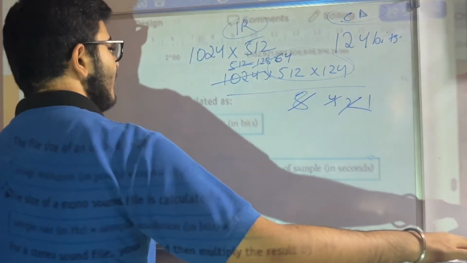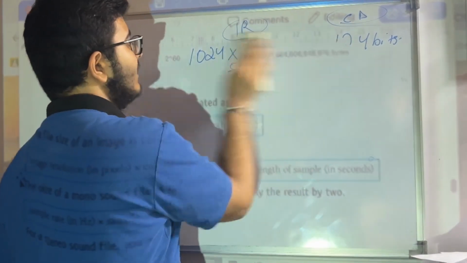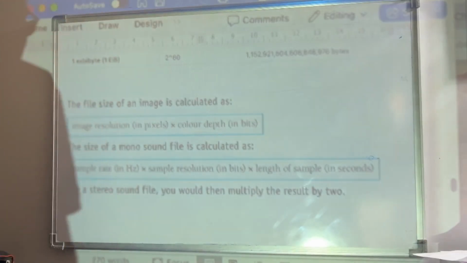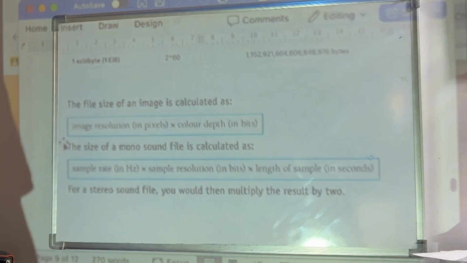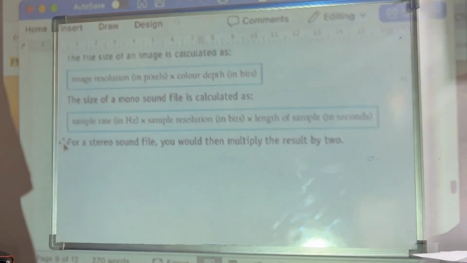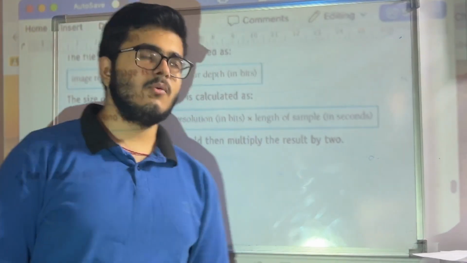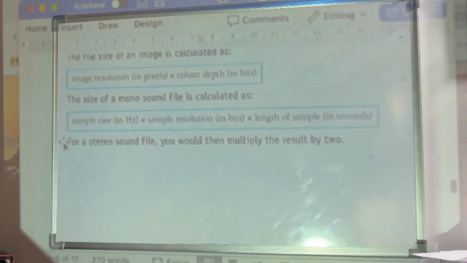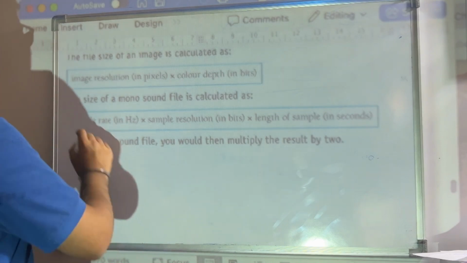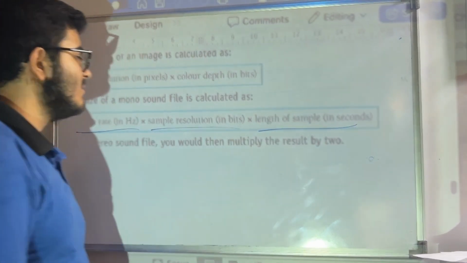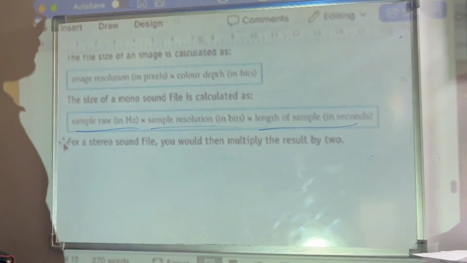Okay. Moving on to the next part, this is how we calculate file size of a sound. If we need to calculate file size of a mono sound, we have two types of sound. We have a mono sound and a stereo sound. If the question asks you to calculate the file size of a mono sound, we would be given the sample rate in hertz, sample resolution in bits and the length of the sample. We are simply going to multiply them.